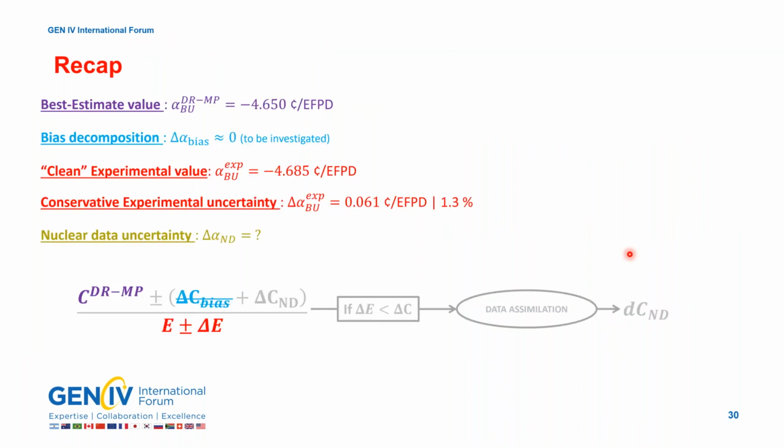So to recapitulate, we have a best estimate value considered as unbiased. This best estimate value is 0.75 far from the new clean experimental value, which is within the experimental uncertainty range. So now we need to determine the nuclear data uncertainty associated with this best estimate value to compare it with the experimental uncertainty.